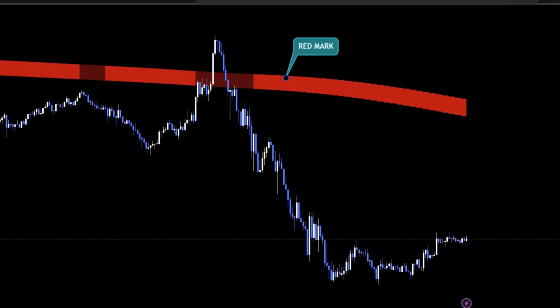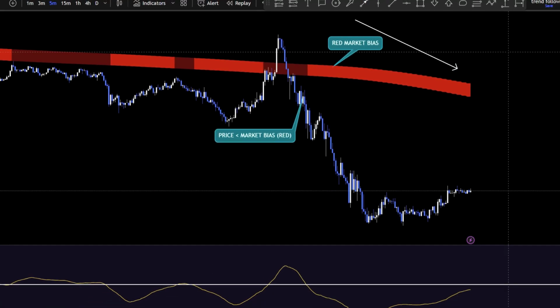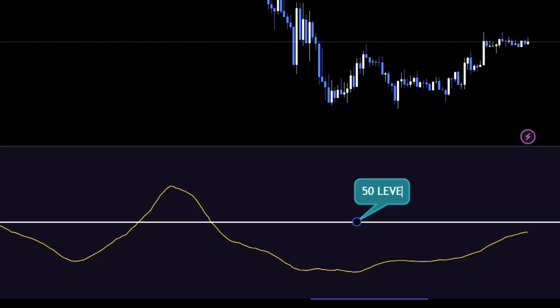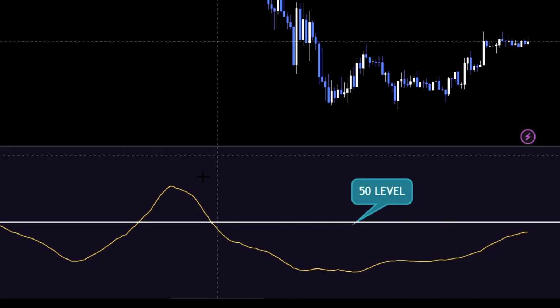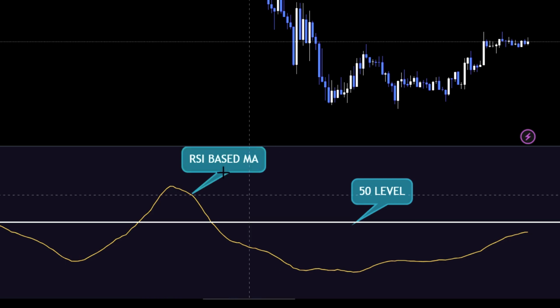Now, let's say our market bias indicator is showing us a red light signaling a downtrend. Now we look at our RSI. We're focusing on the RSI-based moving average line. When the line crosses below the 50 level on the RSI, that's our signal. It's like the market's confirming the downward momentum our market bias indicator was showing us.